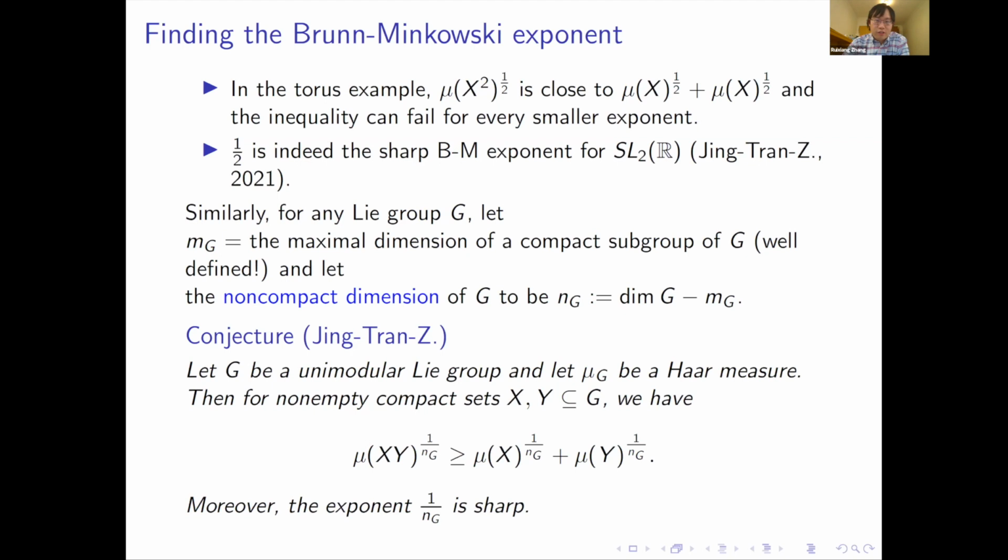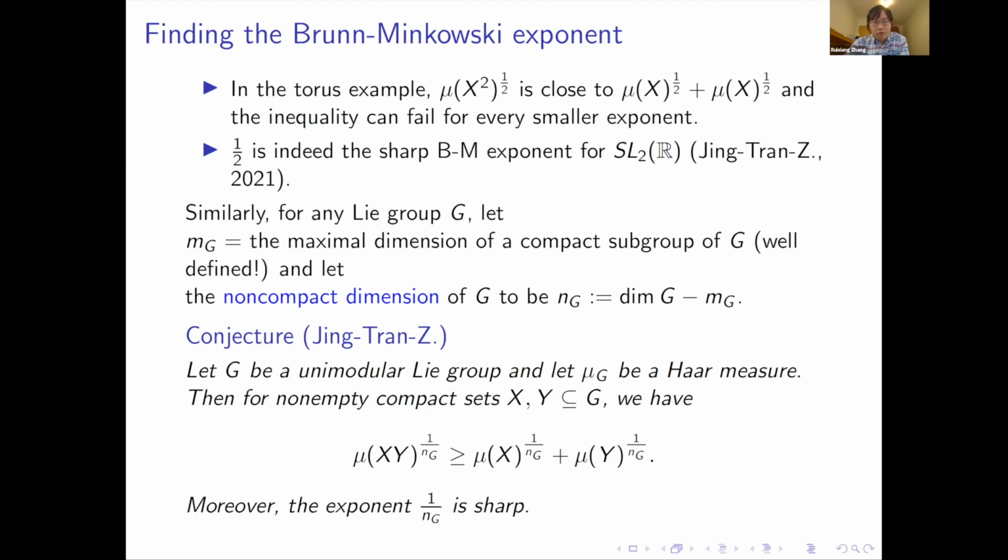Our conjecture, based on the previous example, asks whether the following is true. As long as G is a unimodular Lie group and mu is a Haar measure, do you always have mu of xy raised to 1 over nG bigger than or equal to mu of x raised to 1 over nG plus mu of y raised to 1 over nG? We conjecture this is true. We also conjecture the exponent 1 over nG is sharp. So these are about Lie groups.